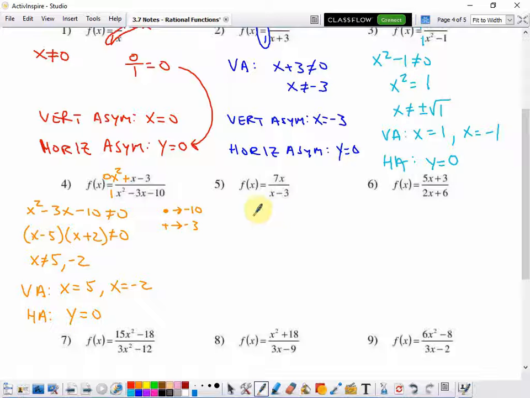Number 5, once again, set the denominator equal to 0. x minus 3 cannot equal 0, so x cannot equal 3, which means I've got a vertical asymptote at x equals 3. And for the horizontal asymptote, I actually have the degrees matching this time. First power, so I've got 7x in the numerator, and in the denominator 1x. 7 over 1 is 7. So this time I have a horizontal asymptote at y equals 7. So this time the horizontal asymptote is shifted up 7.